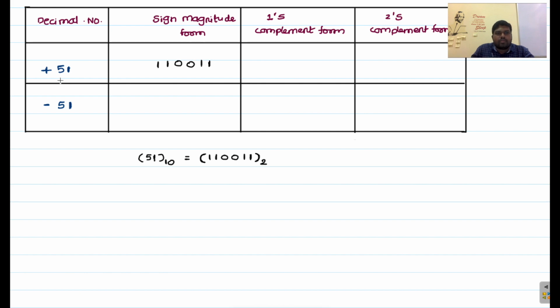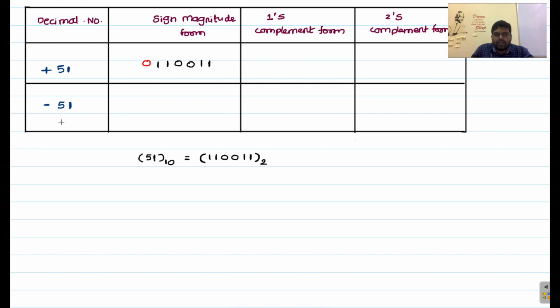Okay, when it comes to the sign, this is a positive sign, so in front of this number we need to add 0, right? So that is 0110011 in sign magnitude form. Plus 51 representation in sign magnitude form is 0110011.